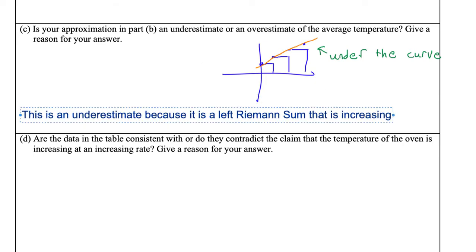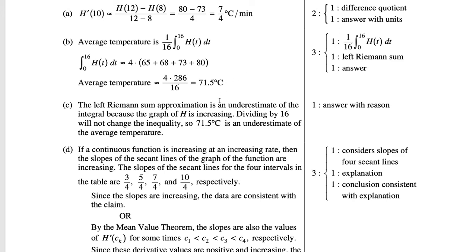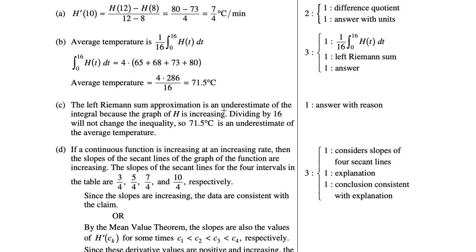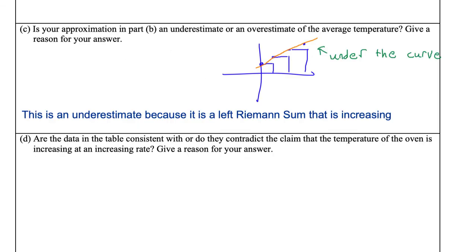Okay, so what did they say for their answer key? Over here, first of all, did we get it correct? It is an underestimate. Whoo! All right. And you have to say something about increasing, blah, blah, blah. I guess it is kind of useful to say, hey, dividing by 16 is not going to change if it's an under or over estimate. But yeah, increasing. That's the main thing that I'm taking away from their scoring guide. And you only get 1 point if you get the answer with reasoning, so +1 for our answer with reasoning, and that's going to be out of 1 point.